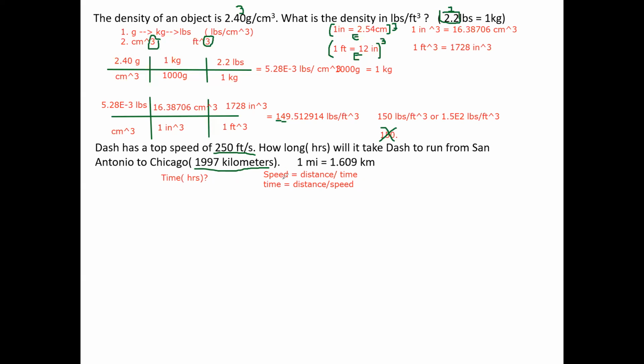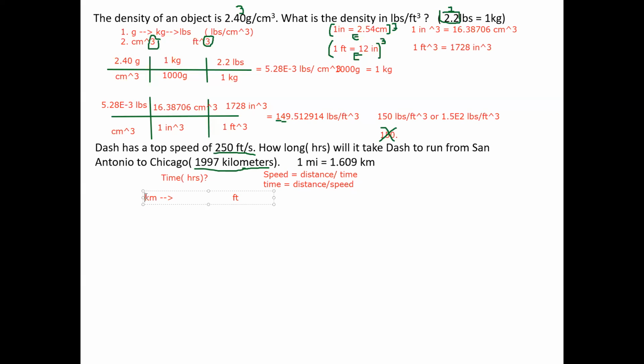So using that kind of logic, we know that 250 feet per second. And we have 1997 kilometers. So what I want to do is take this kilometers, if I can, and convert it into feet. Because if I can take kilometers and convert it into feet, I can find the time it takes Dash to go from San Antonio to Chicago, at least in seconds.